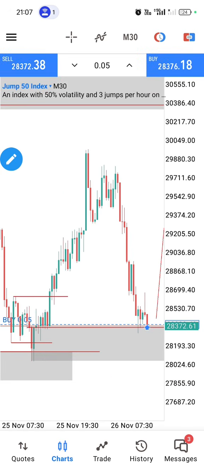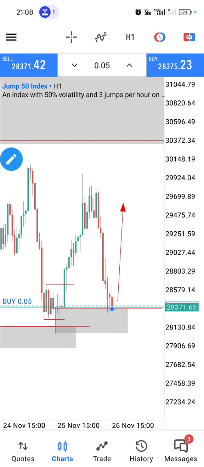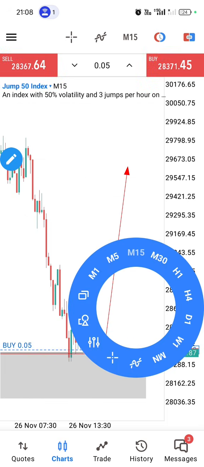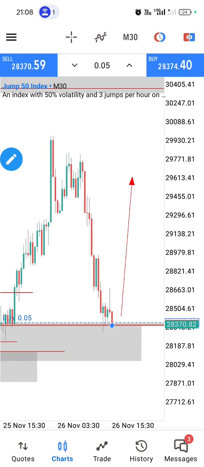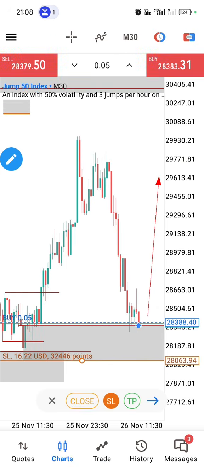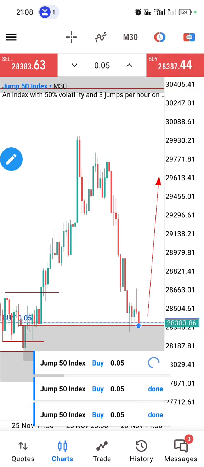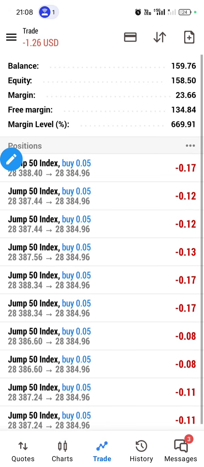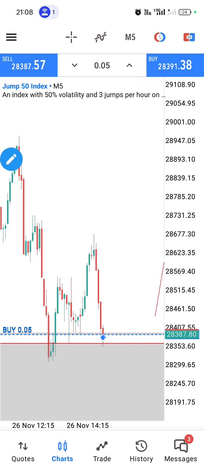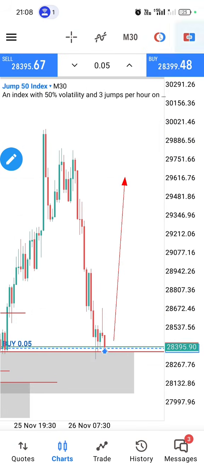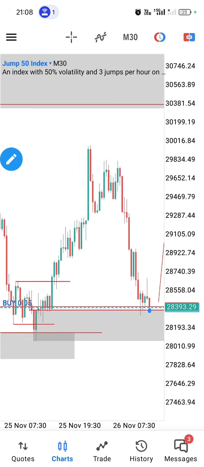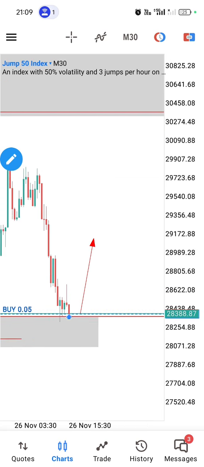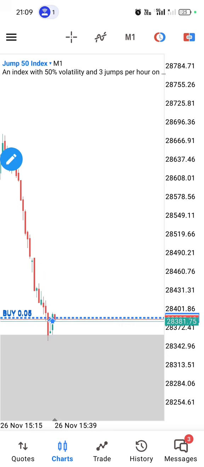I kept it simple. I didn't try to go in deeper and search where exactly to pinpoint off of the 30-minute, 15-minute, and 5-minute. I just saw a rejection block and thought to myself, it's been reacting off of the rejection block. Maybe that's what Jump 50 likes or usually does. This is a repeated pattern that Jump 50 usually does, and that's when I started to place my buys. I entered quite aggressively there, and of course I was watching it like a hawk, because I didn't want to blow this account.